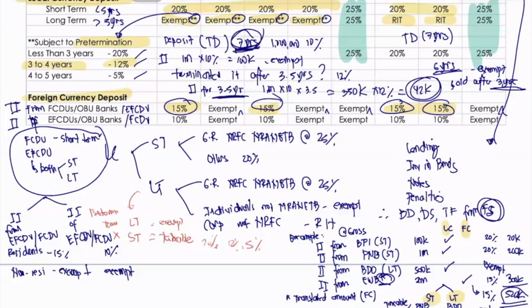If ever it is said gross interest income, you just get the interest income and multiply it to the rate. But if ever that is net interest income, you gross it up to 100% less the rate, multiplied by the rate. Okay? Pag net interest income yan, then you get the net interest income, you divide it to 100% less the rate, multiply it to the rate.